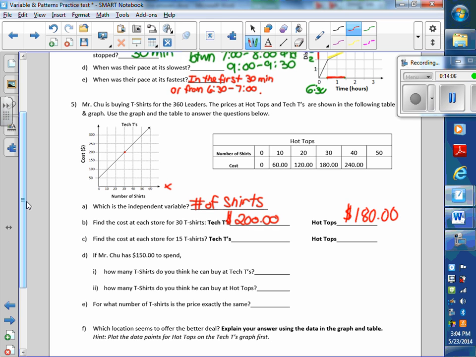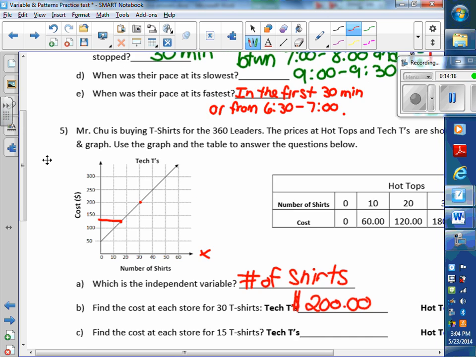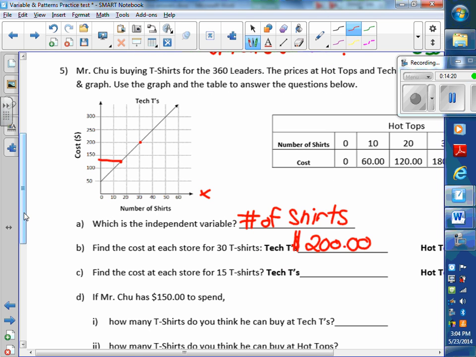Okay. For 15 t-shirts, you have to do some looking in between points. 15 t-shirts would be right here. If we zoom in a little bit, you can see that would be 125. My line's a little thick, but it's halfway in between. I got 150. 125. Do you see your mistake, Connor? Because 15 shirts is halfway between 10 and 20.